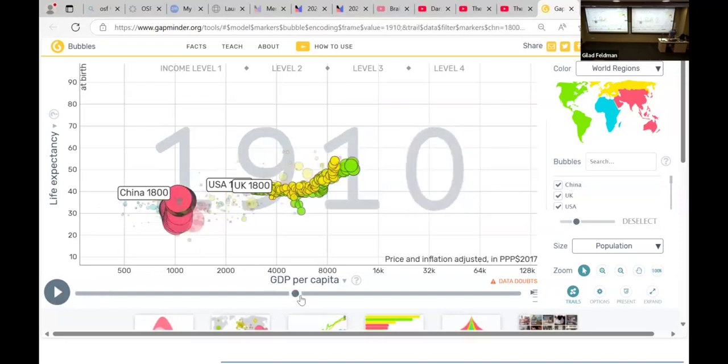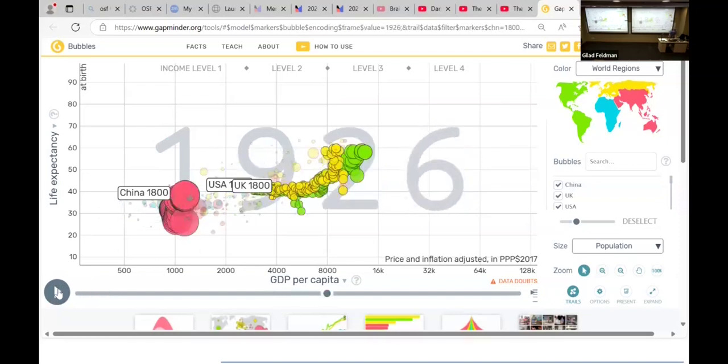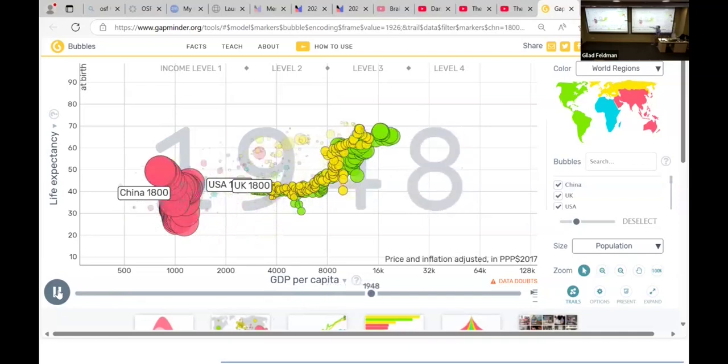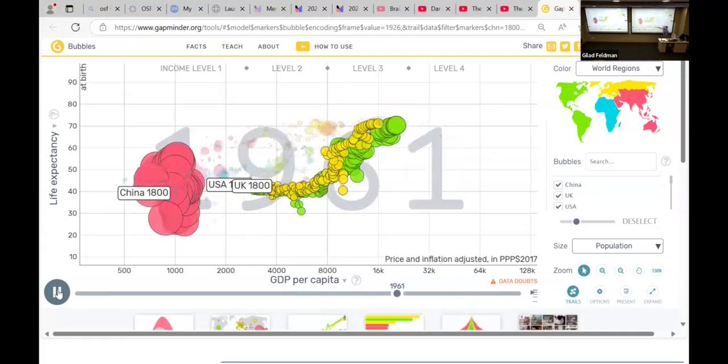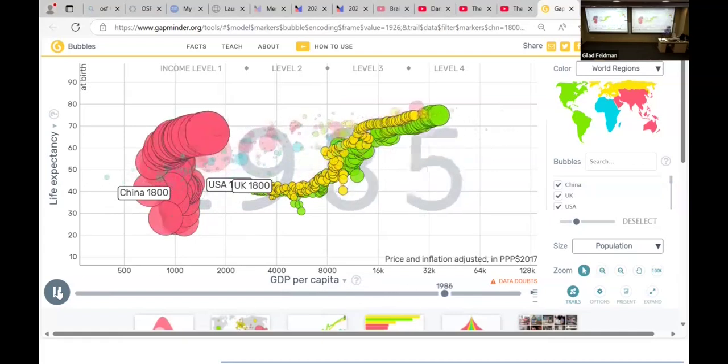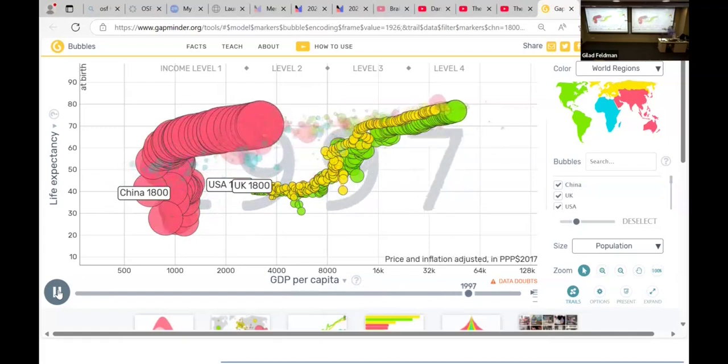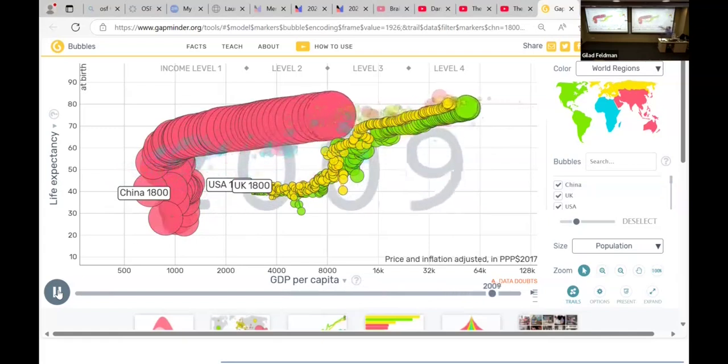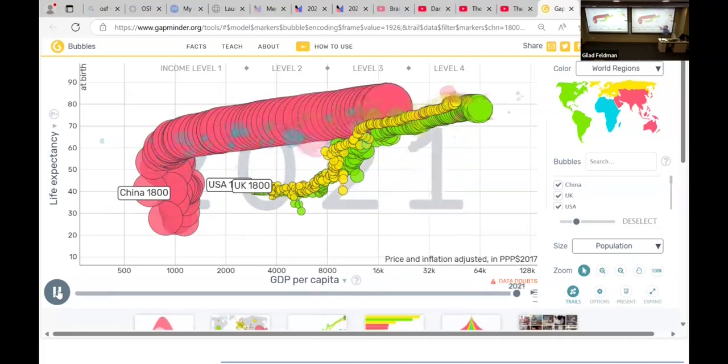I'm going to fast forward this to the 1920s. You can see that China is still here, over here on the left in GDP per capita. You can see generally the world is moving towards very high life expectancy and also GDP per capita. So it's quite amazing to see all the transformation, not just for China, but also for places like the US and the UK, a big improvement over time for all of us.